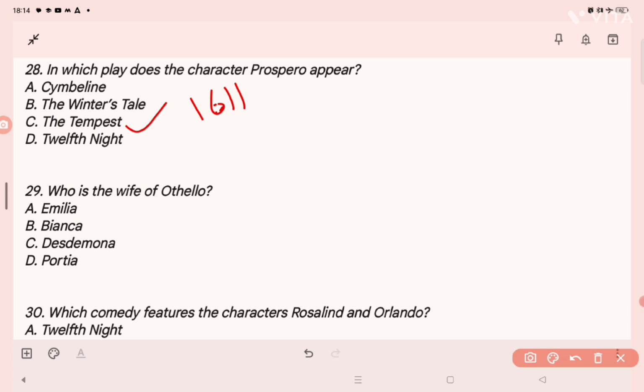Who is the wife of Othello? Option C, Desdemona. Desdemona is the wife of Othello in Shakespeare's tragedy Othello, which explores themes of jealousy and betrayal.